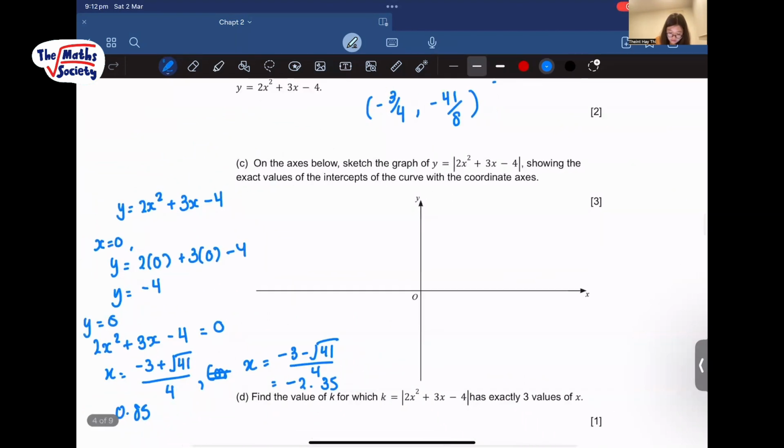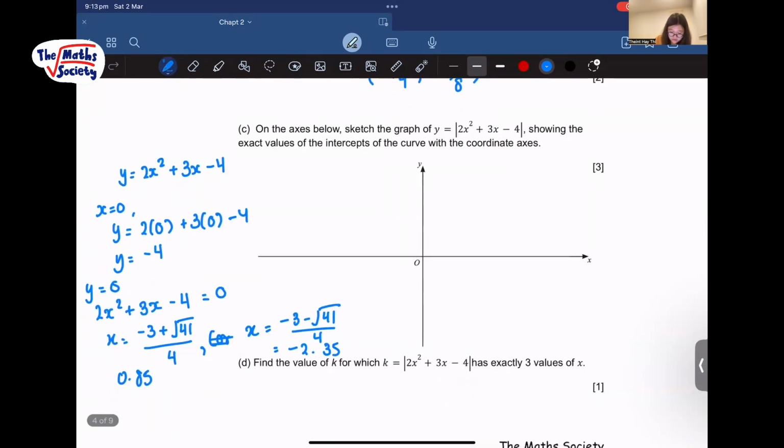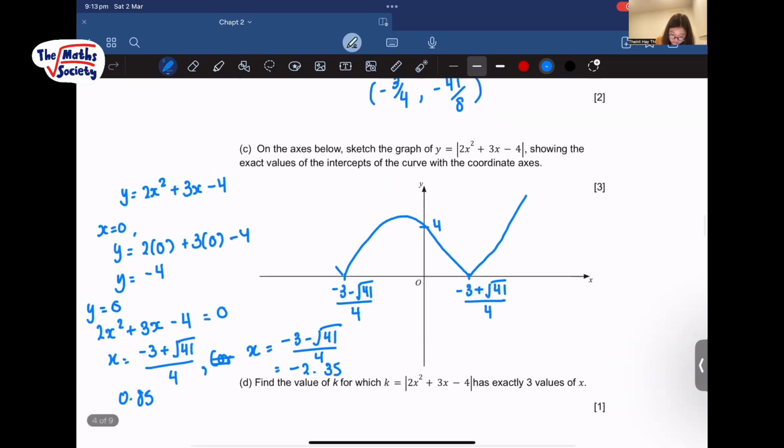So now we'll plot the graph in. We have the negative on the left side, and then the positive on the right side. Yep, and then you have this curve. Y was at minus 4, and this one was at (minus 3 plus root 41) by 4, and this one was at (minus 3 minus root 41) by 4. And don't forget to label the equation, y equal to 2x squared plus 3x minus 4.